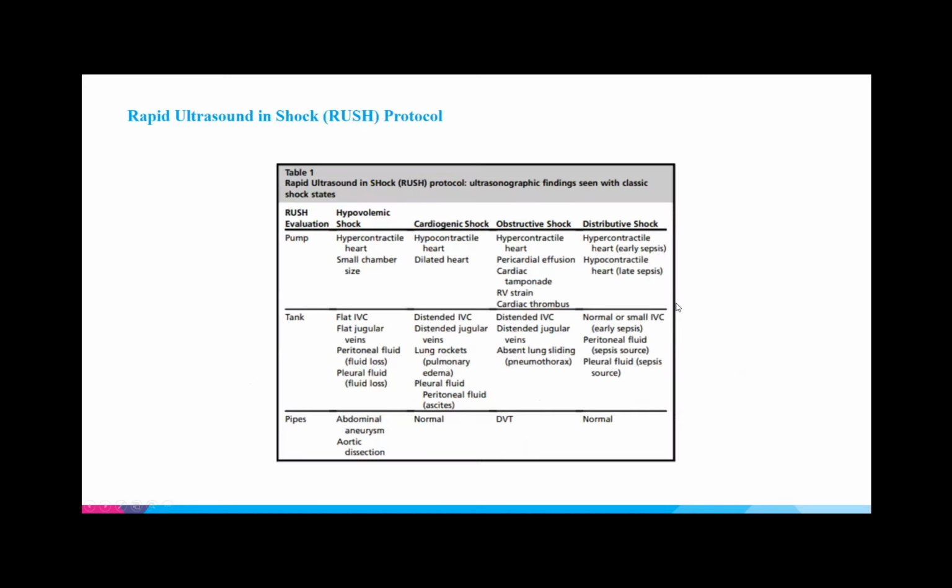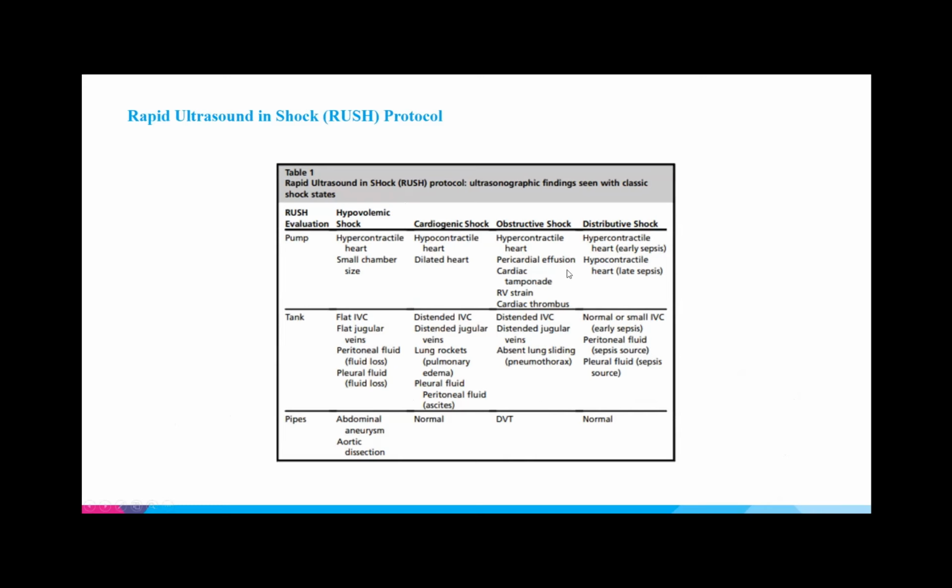This is just showing, if you do the RUSH protocol, what you may find and how that helps differentiate the type of shock. If we're looking at the heart and we're seeing that it's hyperdynamic, the chamber size is small, that might be seen in a patient with hypovolemic shock or more of a distributive shock, whereas in the patient with cardiogenic shock, the heart's not going to be pumping well. So you'll see more of a dilated heart or a reduced function here.